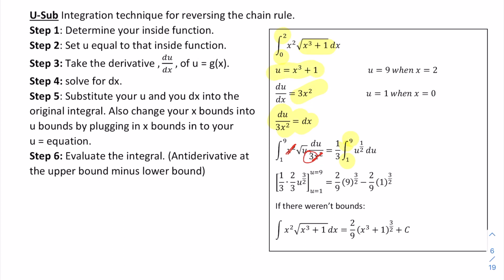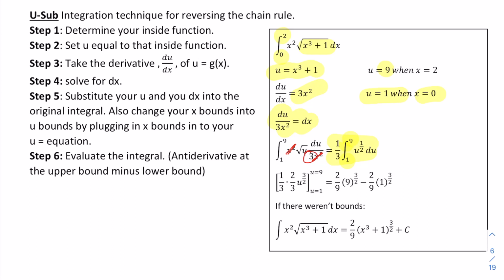So when x equals 2, your u is going to equal 9. When you plug in 0, 0 plus 1 is going to equal 1. So when x equals 0, u equals 1. Now we have an integral right here that is simpler. We can just evaluate that integral. We never have to go back to x's. So we can just do our regular antiderivative, plug in your upper bound minus lower bound, and get this value.